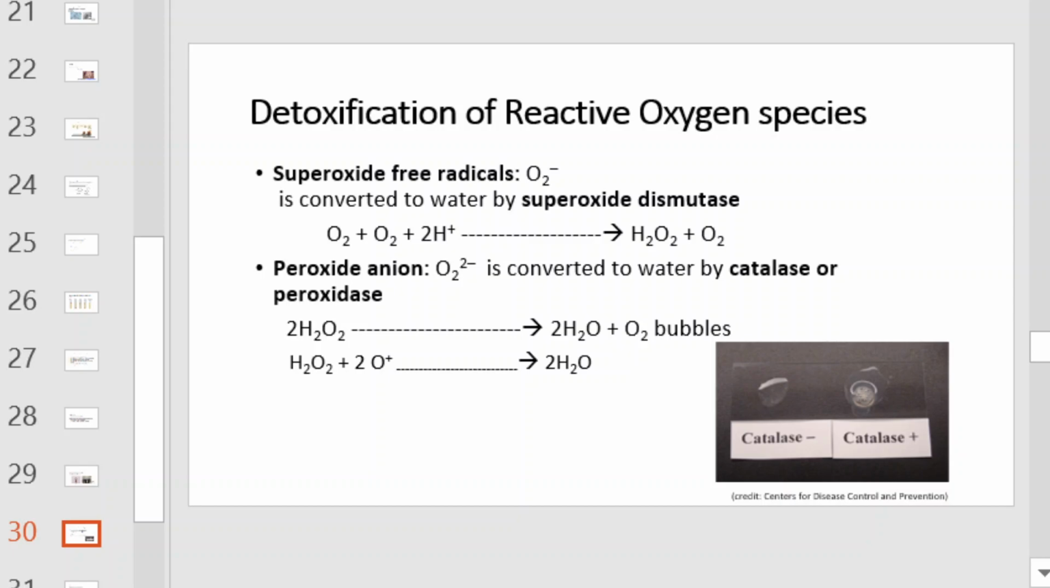Detoxification of reactive oxygen species. Here we see some reactive and dangerous oxygen in the form of superoxide free radicals and peroxide anion. The superoxide free radicals must be converted to water by superoxide dismutase such that organisms are not destroyed by its presence. Peroxide anion must also be converted to water so that organisms can safely coexist with it. This is done by catalase or peroxidase in the reaction sequences seen below.